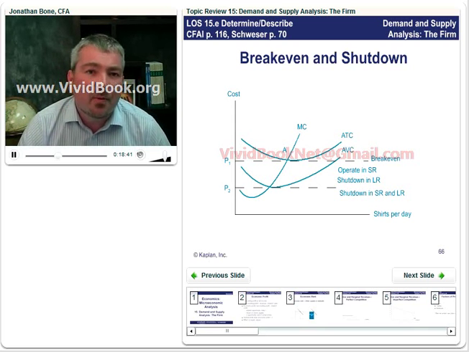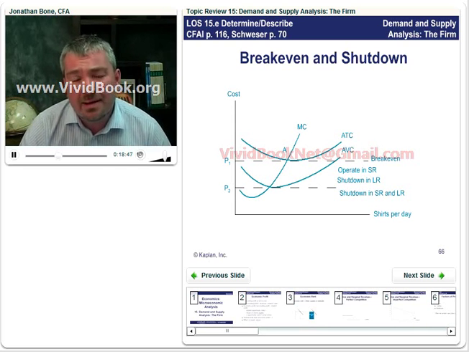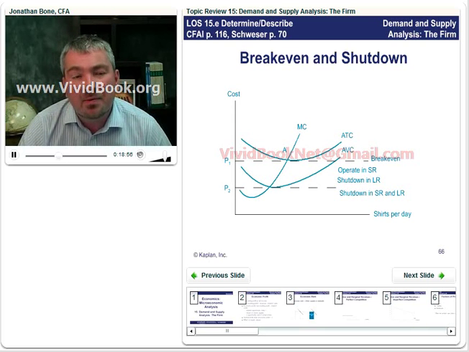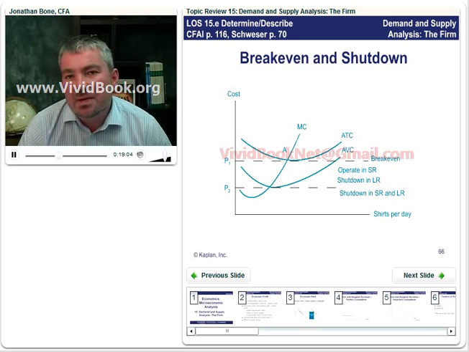Now, of course, at the point P1, where price equals average total cost, we are making a normal profit. We're making our economic profit of 0. Okay. Now, of course, what that means, remember, is that the price is sufficient to cover both variable costs and fixed costs. Now, of course, once price goes above average total costs, then, of course, we're going to start to make an economic profit, an abnormal profit.